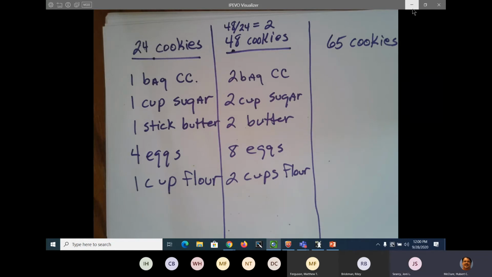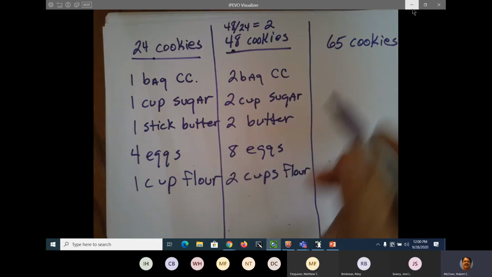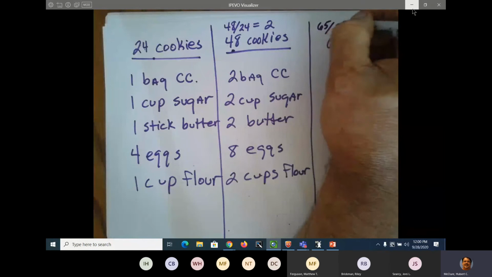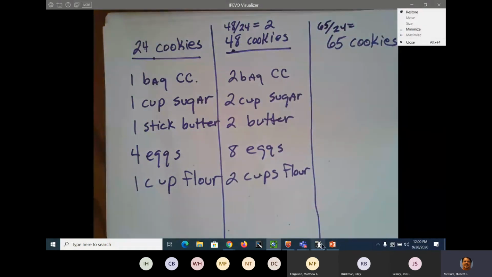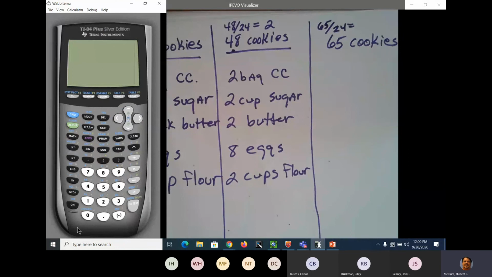Divide by 24. Exactly. Good gracious, I'm just so happy. Take 65 and divide it by 24. So I'm going to take my handy-dandy calculator, and I'm going to take 65, and I'm going to divide by 24. And I get 2.71.